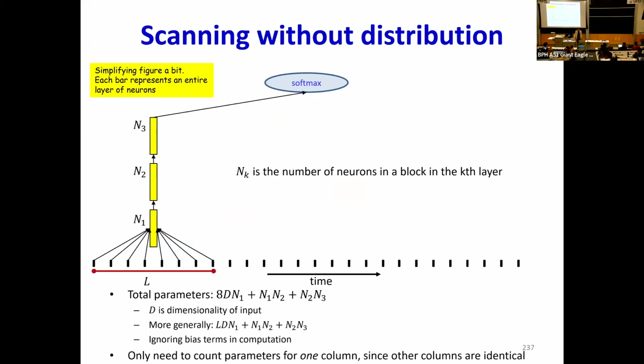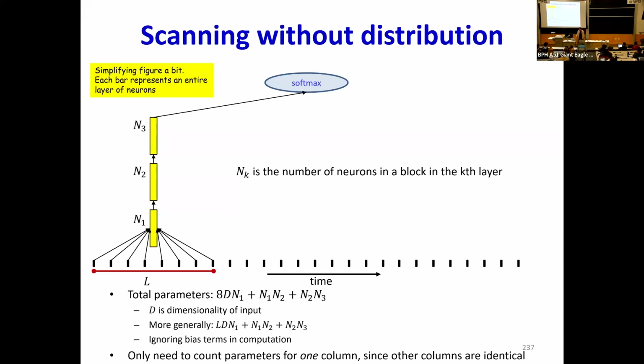Now, the number of parameters. If I'm looking at a width of 8, and if I have N1 neurons in the first layer, N2 neurons in the second, and N3 neurons in the third, then D is the depth of those little black bars. So each black bar is size d. If I'm looking at a width of 8, it's 8d terms. 8d times N1 parameters from the first layer, N1 times N2 parameters from the second layer, and N2 times N3 parameters from the third layer, without even counting the biases, right? That's how many parameters we will need.